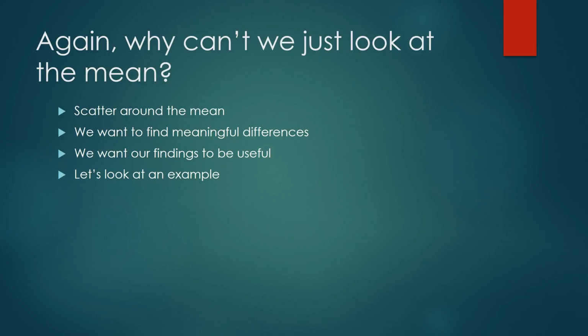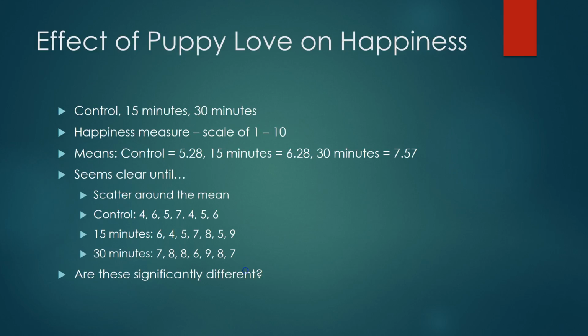Again, why can't we just look at the mean? Remember, we have to look at the scatter around the mean in each of these 3 scenarios. We want to find if we have meaningful differences, and by just looking at the mean, if the scatter is broad or wide around the mean and they overlap, we won't really have meaningful differences. So we want our findings to be useful, and that's really the reason why we're looking for significance. Let's look at an example.